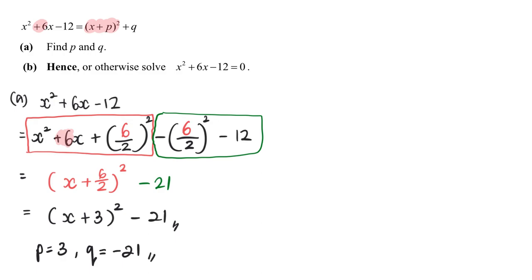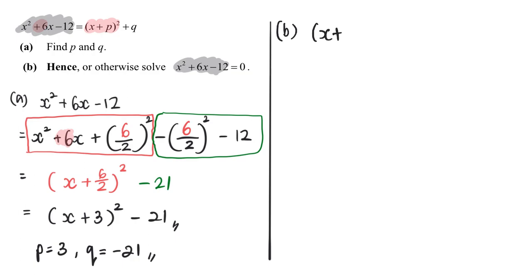Okay, let's move on to part B. Hence or otherwise, solve this particular equation, and I realize that the left hand side is the same. Therefore, I'm going to use the complete the square form now. Alright, and for part B, I would then have x plus 3 bracket square minus 21 equals to 0 using the result from part A here.